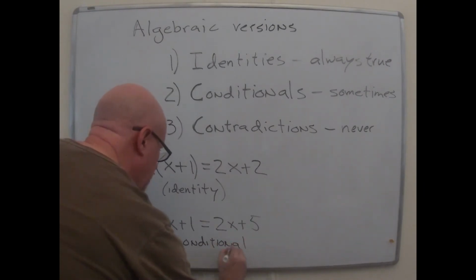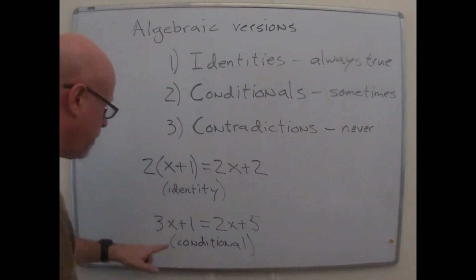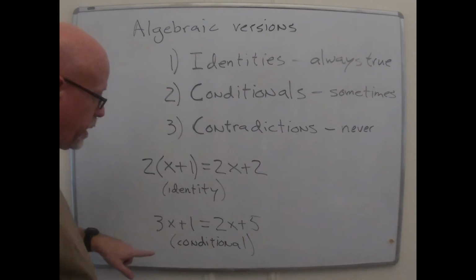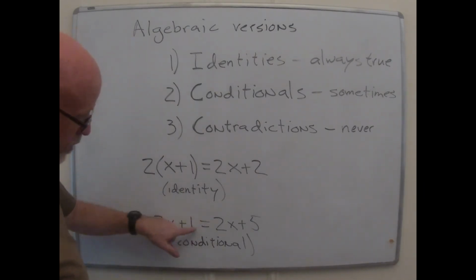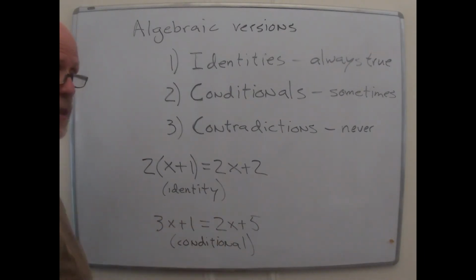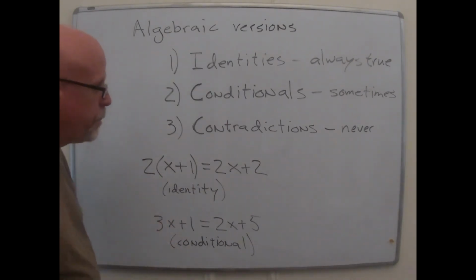It's not the case, I don't want to give you the impression that conditionals always have just one x value that makes them true. Just that it's not always true. So for instance, if this was a less than in here, there'd be infinitely many values that make it true, and then infinitely many other values that make it false. So it would be conditional, but not just a unique answer.